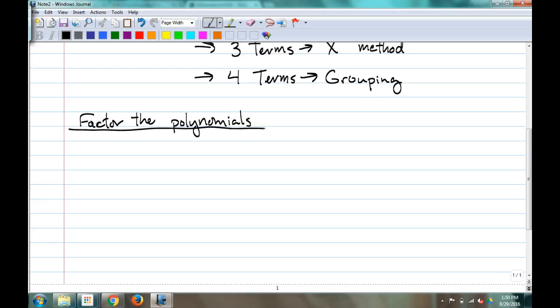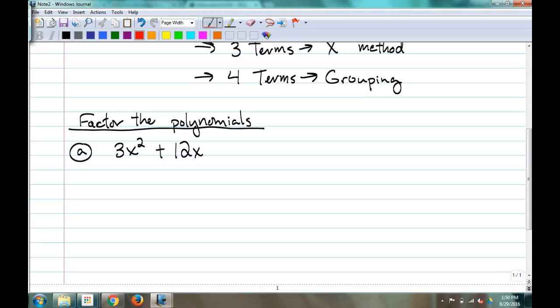Okay, so we're going to review all the different ways of factoring as we go through this, and then we'll get into the solving, which is just the application of the factoring that we do. All right, the first example, we want to factor this. Let's say it's 3x squared plus 12x.